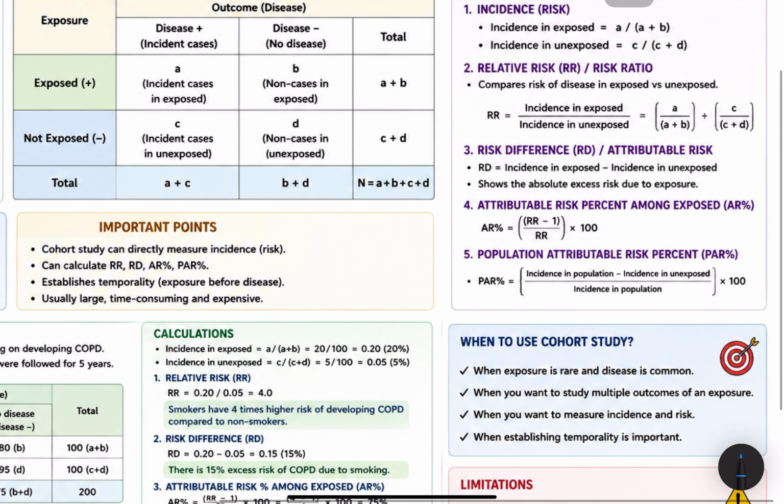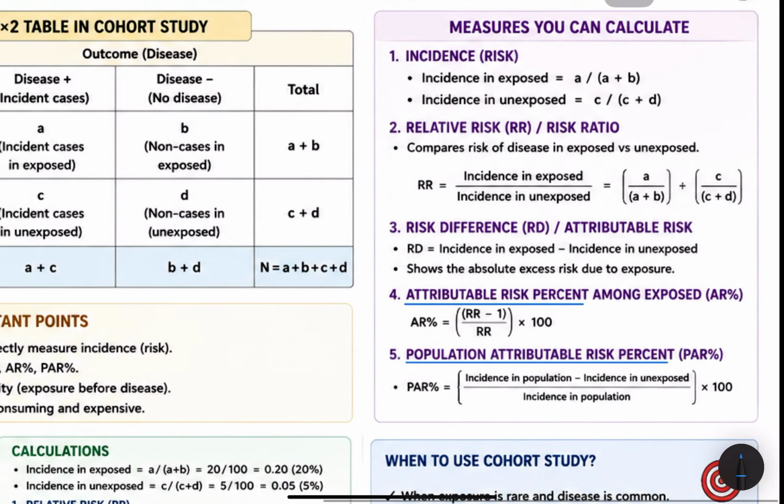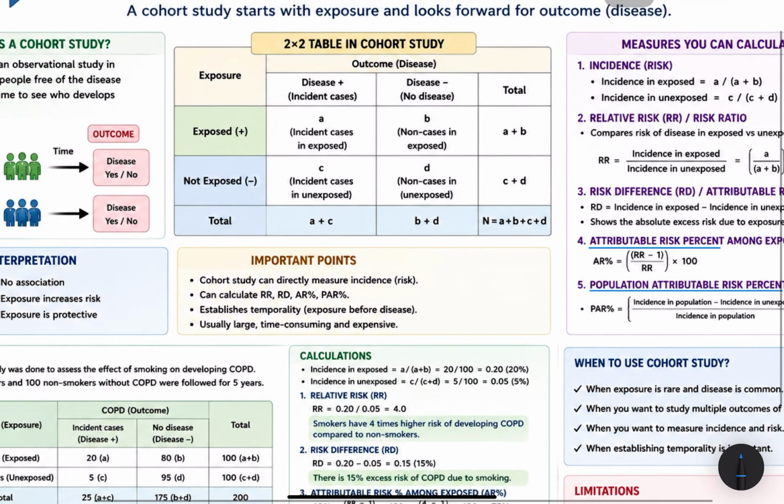Now we'll talk about the attributable risk percentage among exposed. It is risk ratio minus 1 upon risk ratio, into 100. Then the population attributable risk percentage: incidence in population minus incidence in unexposed, upon incidence in population, into 100. So these were the five things we can calculate in a cohort study.